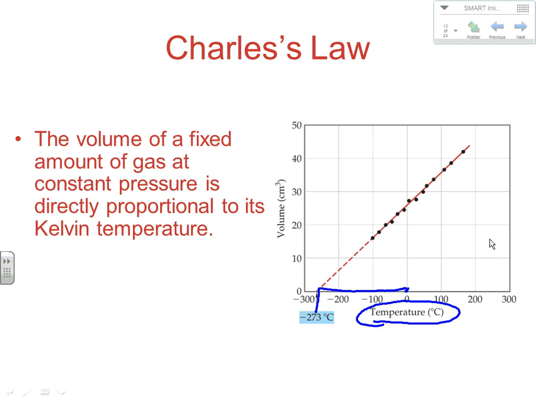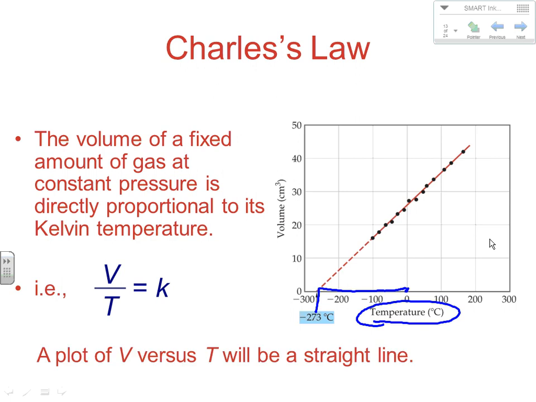That's why we have as an expression the volume of a fixed gas at constant pressure is directly proportional to its Kelvin temperature. Now, in this particular case, that would mean V over T equals our constant, which is, remember, the slope of this line. So the volume over the temperature would equal a constant. So a plot of V versus T is going to give us a straight line. And if it's Kelvin temperature versus volume, then it's going to intersect our axes at the origin, 0, 0.